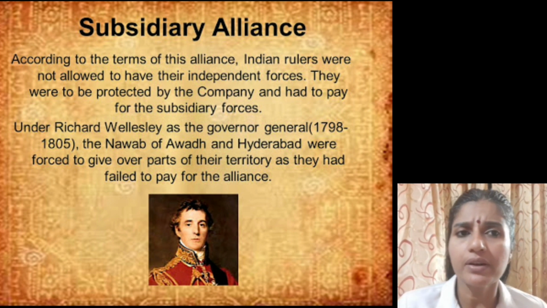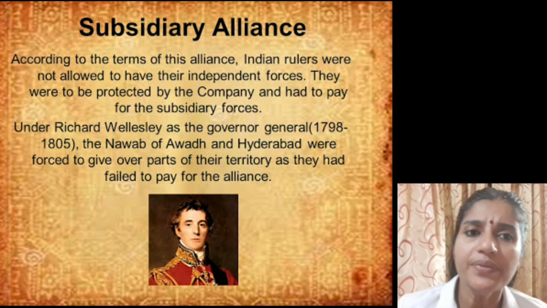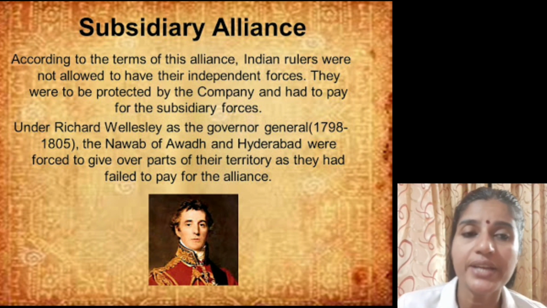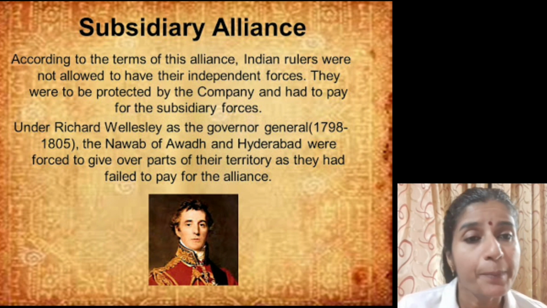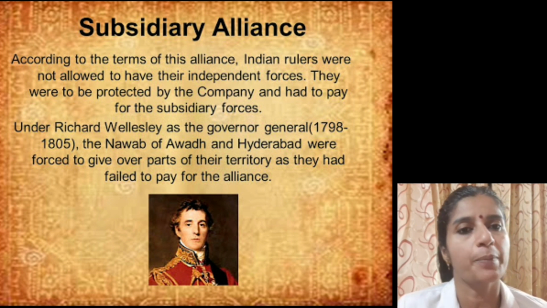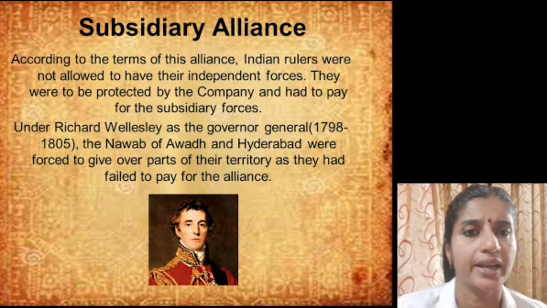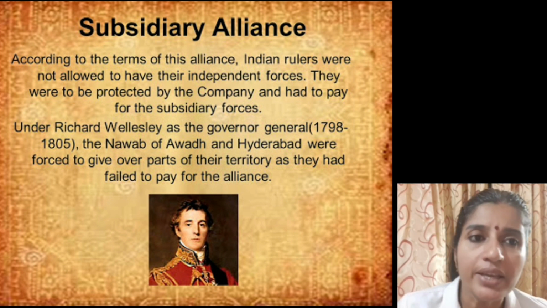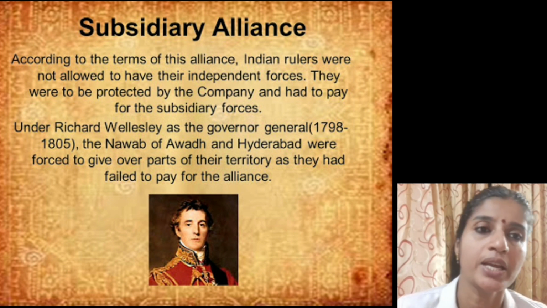Another method used by the British to annex Indian states was the subsidiary alliance. What was the other method? Subsidiary alliance. According to this, Indian states had to sign an agreement with the company stating that they should not have their own army. They should depend on the Britishers for the supply of the army. So, Indian states were not allowed to keep their own army. In the time of need, the Indian rulers may use the Britishers' army known as the subsidiary force.